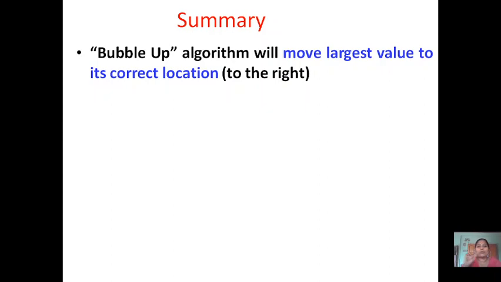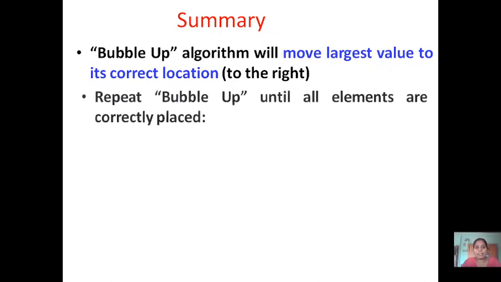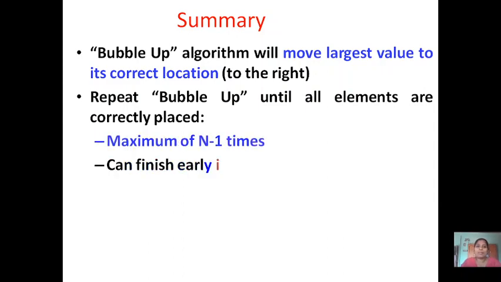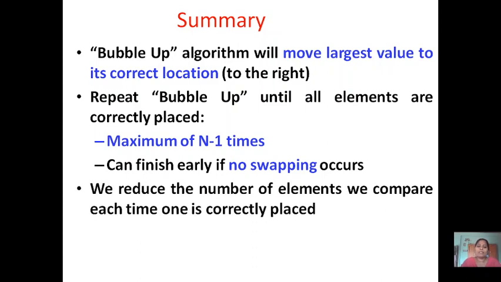The bubble up algorithm will move the largest value to its correct location on the right side, and it will be performed until all the elements are correctly placed. That means a maximum of n minus 1 times it will be performed, and sometimes you don't need to do any swapping, then it will be done earlier itself. We reduce the number of elements we compare each time, because after one pass you have the right element at the rightmost position. So you will be reducing one position after every pass, and it will be performed with fewer comparisons.